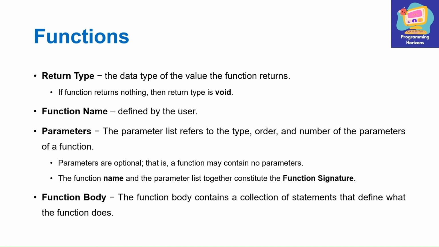The return type of the function tells us about the data type of the value that the function returns. If the function returns nothing, then the return type is void. The name of the function is defined by the user based on the task that the function performs. The list of parameters alongside the name of the function refers to the type, order, and number of parameters of a function. These are the values which the function requires to carry out its task. The parameter list is optional and the function may not contain any parameters. The name of the function together with the parameter list constitutes the function's signature.